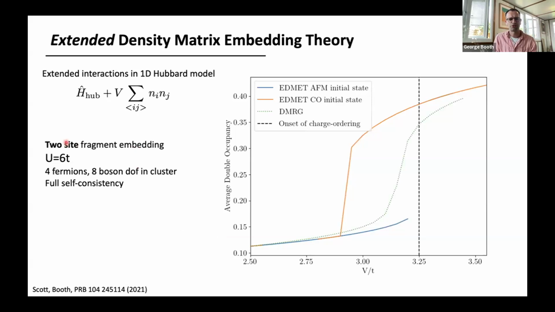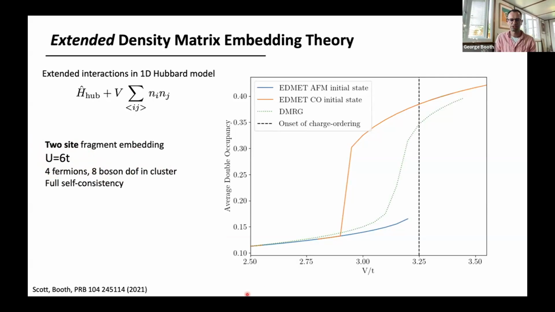And if we do that, we do a two-site fragment embedding, U equals 6T. We've got a cluster of 4 fermions, so that's 2 from the embedding fragment, 2 from the fermionic Barth, and then we have a maximum of 8 bosonic degrees of freedom rigorously in the cluster in order to get the screening for the static observables.